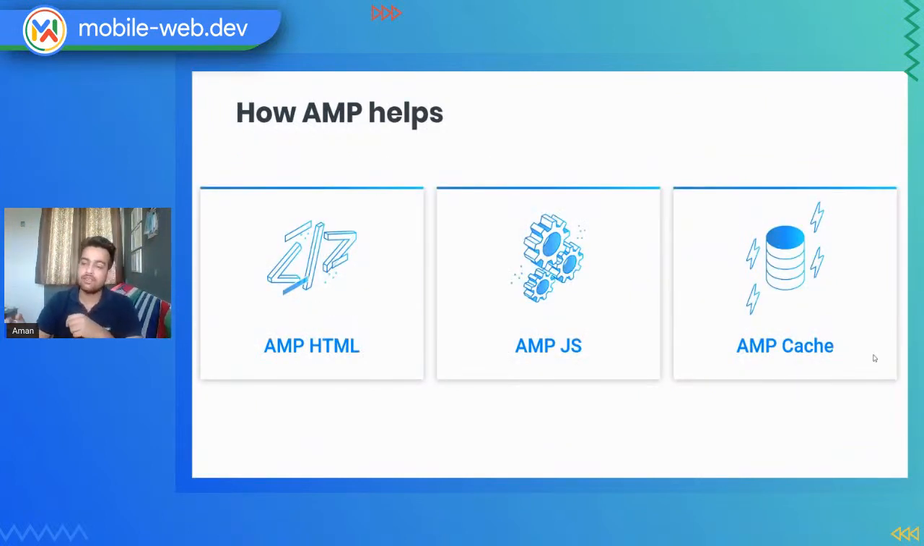So AMP has these three things to offer. That is AMP HTML, AMP JavaScript, and AMP cache. AMP HTML is an extended version of normal HTML syntax. So we will learn about how you can create your own AMP HTML web page.